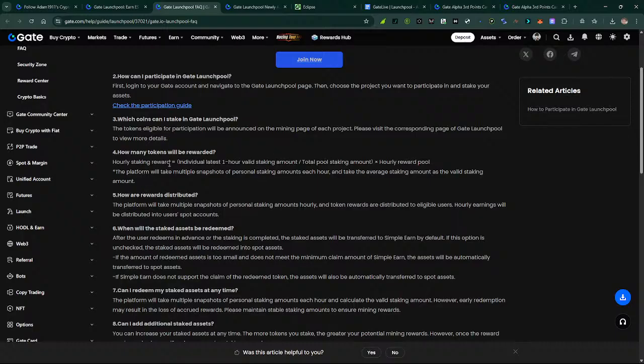And how many tokens will be rewarded? So the hourly staking reward is equal to the individual's latest one hour staking amount divided by the total pool staking amount, and overall this is multiplied by the hourly reward pool. This is the formula they have given, which shows the transparency. If you have any kind of doubt about this, make sure to calculate your rewards by yourself, if you've got a calculator.